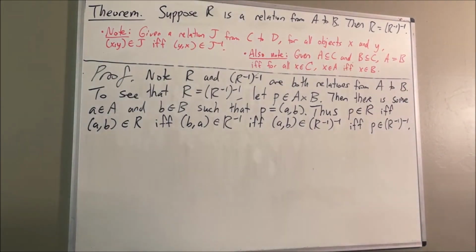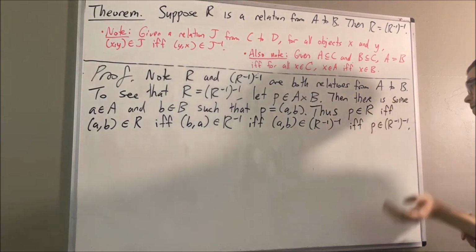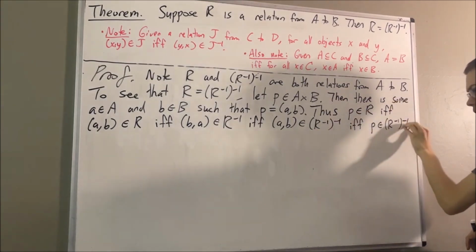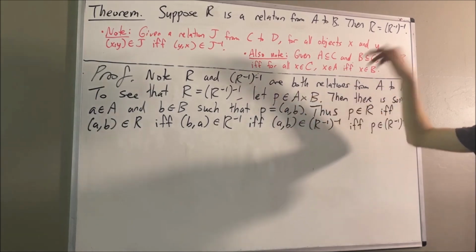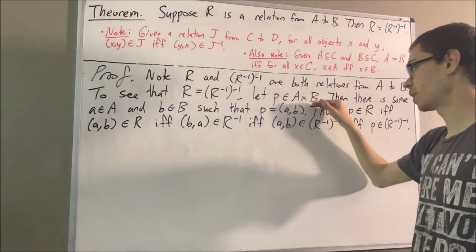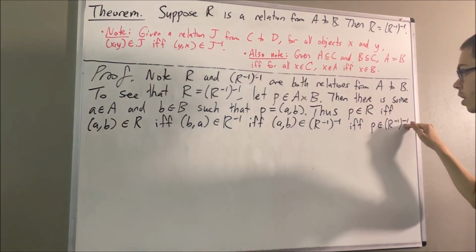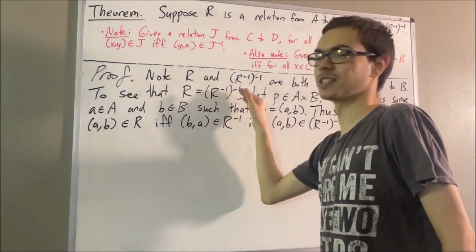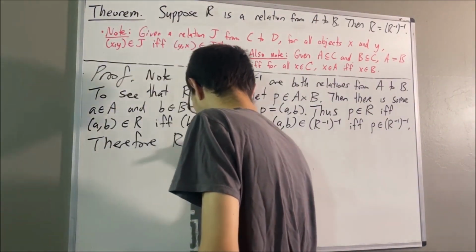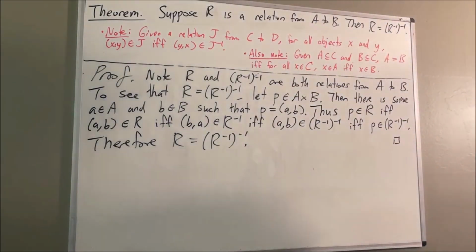So notice, we have established a chain of if and only ifs showing that P is an element of R if and only if P is an element of R inverse inverse. Since P was an arbitrary element of A times B, we have that for all elements P in A times B, P is an element of R if and only if P is an element of R inverse inverse. Therefore, by this method, we have proven that R is equal to R inverse inverse. And that's exactly what we wanted to prove. So this completes the proof. And so yeah, that's pretty much it for this video.